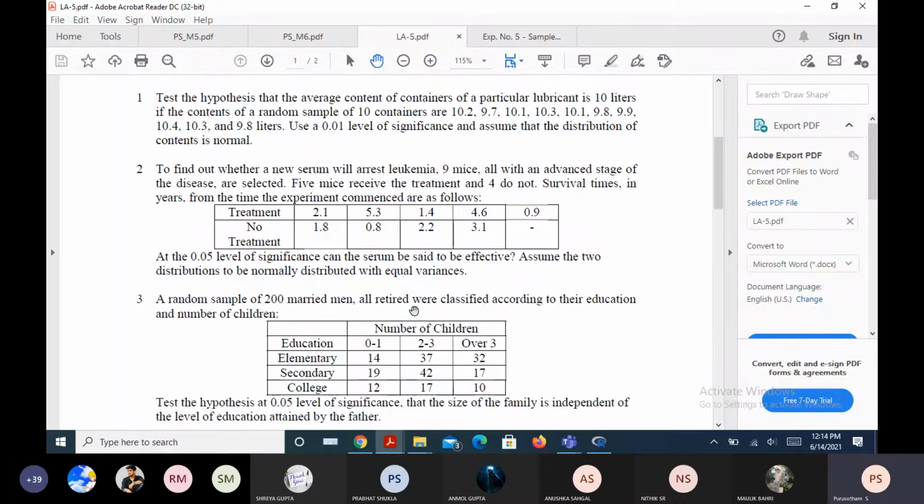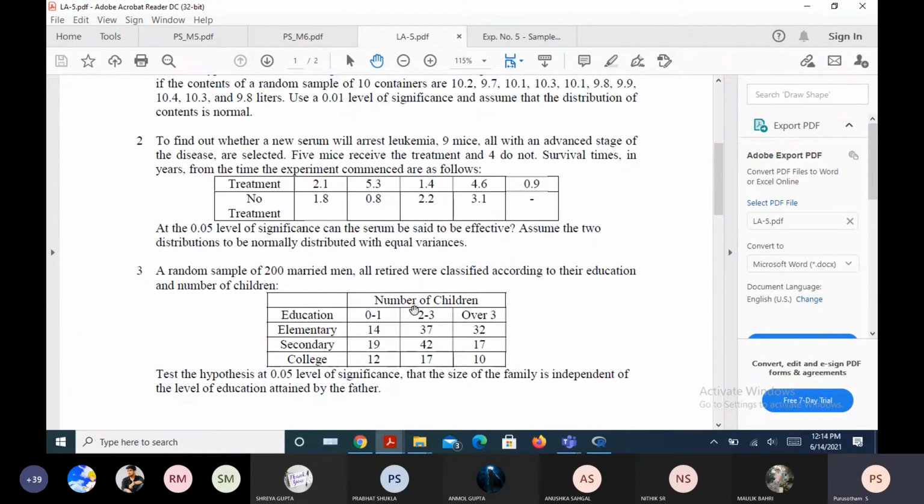Then this may be related to the chi-square. A random sample of 200 married men, all retired, were classified according to their education and number of children. Test the hypothesis at 5% level of significance that the size of the family is independent of the level of education attained. So this third question is a chi-square test, and question 1 and question 2 are related to the t-test.